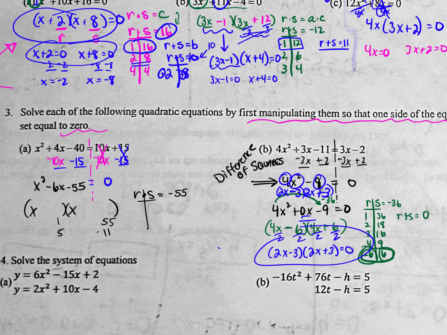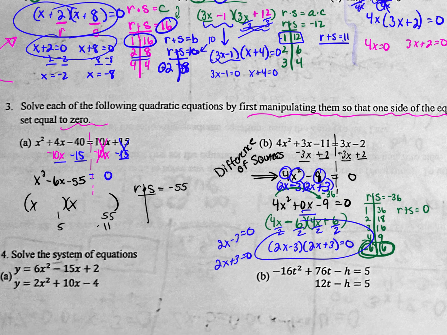Okay, set each factor equal to 0 and solve those then. Right, you got to do that last step. Don't forget that. That's our goal, to solve and find out what x is.